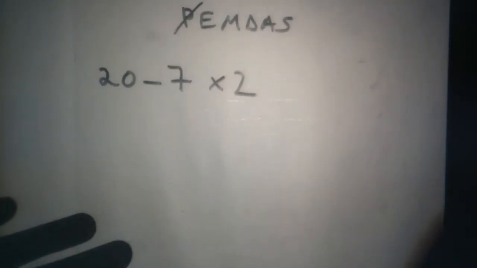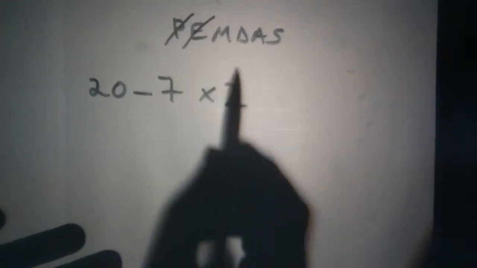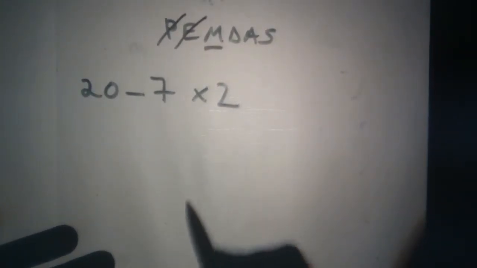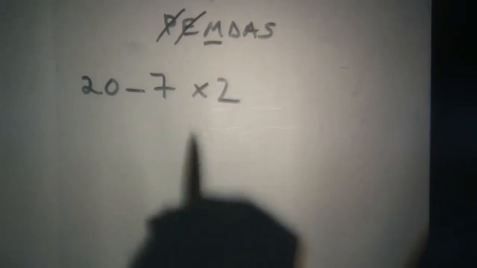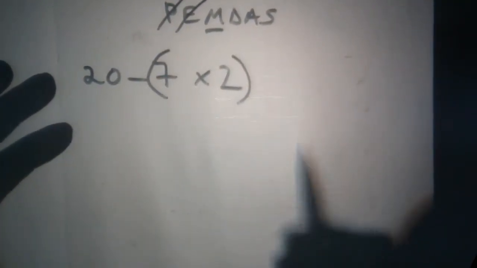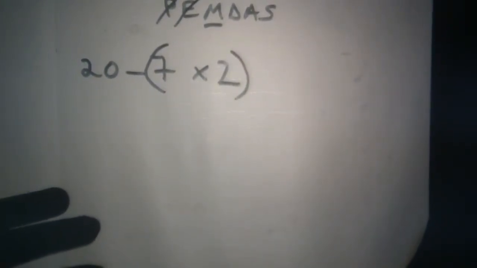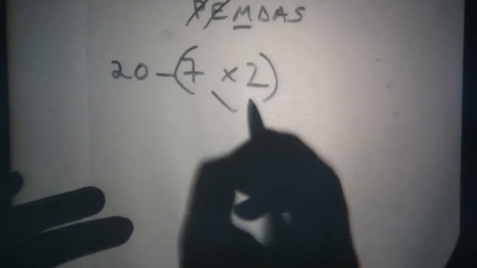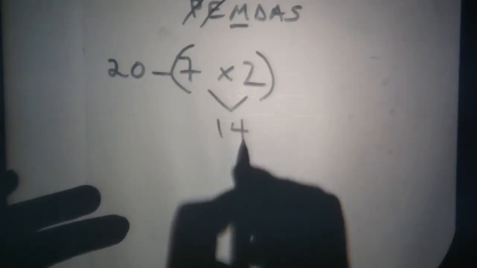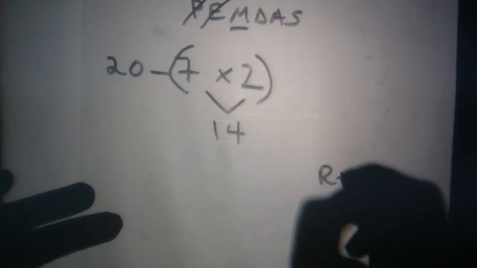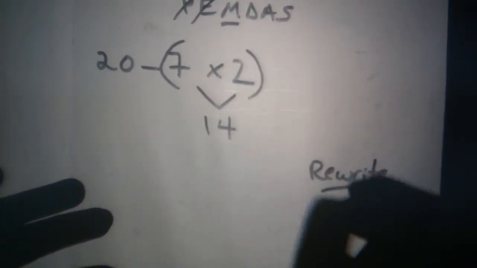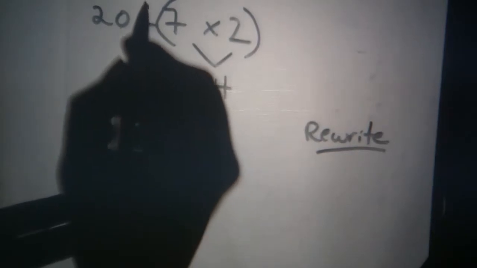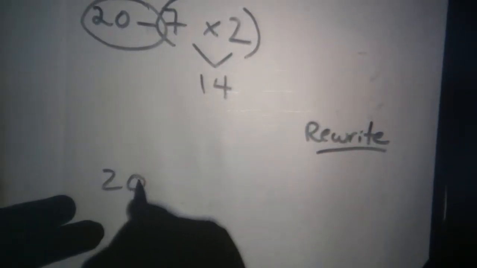What's the next thing? I did parentheses. I have no exponents. I see multiplication. Yep, here's multiplication. So I can do this. I can make my own parentheses so I know exactly what I'm focusing in on, what I'm concentrating on. 7 times 2. 7 times 2, 14. Again, I'm going to rewrite this so I know what it is that I'm working with. I have 20 minus, or negative sign, and 14.